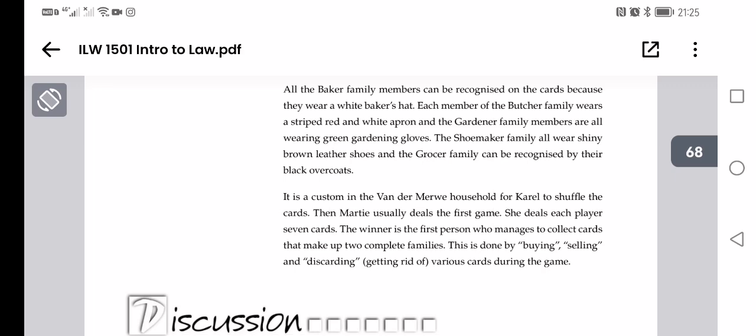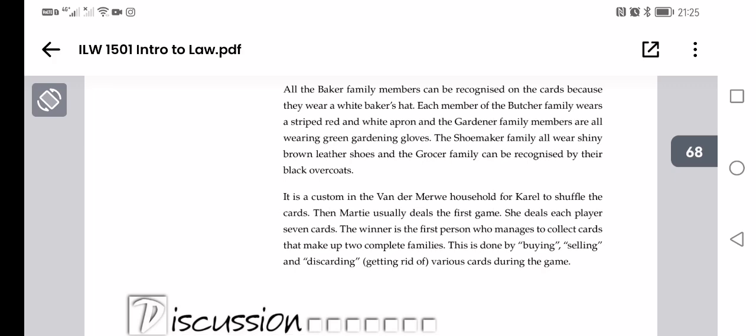It is a custom in the Van der Merwe household for Carol to shuffle the cards. Marty usually deals the first game. He deals each player seven cards. The winner is the first person who manages to collect cards that make up two complete families. This is done by buying, selling, and discarding, getting rid of various cards during the game.